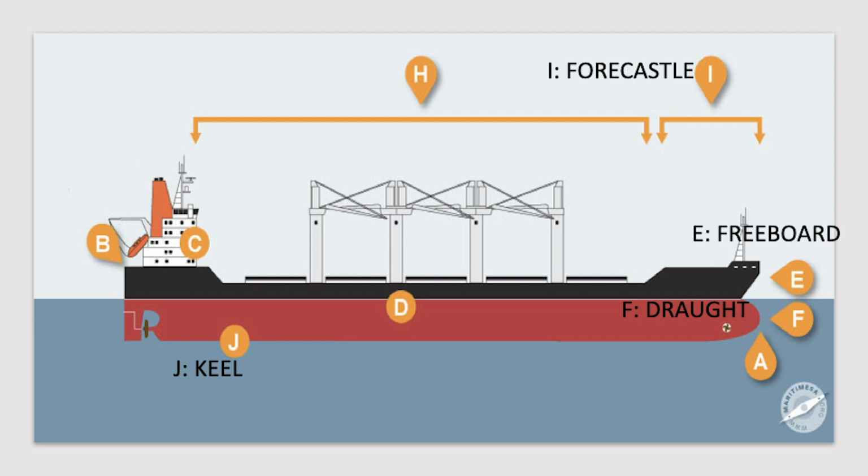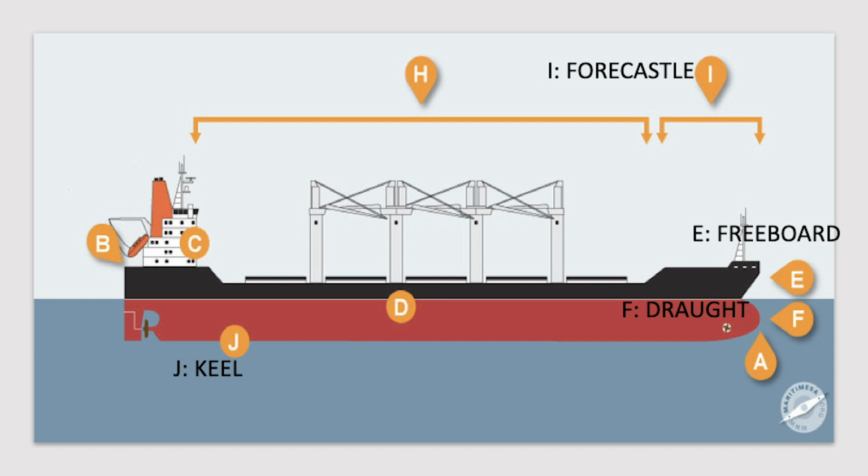Freeboard measurements are usually given in meters, for example, 6 meters or 10 meters, which means that 6 meters of the hull or 10 meters of the hull is above water. The more cargo the ship is carrying, the less the freeboard will be. For example, a ship carrying little cargo may have a freeboard of 15 meters, but the same ship fully loaded with cargo may have a freeboard of 6 meters.